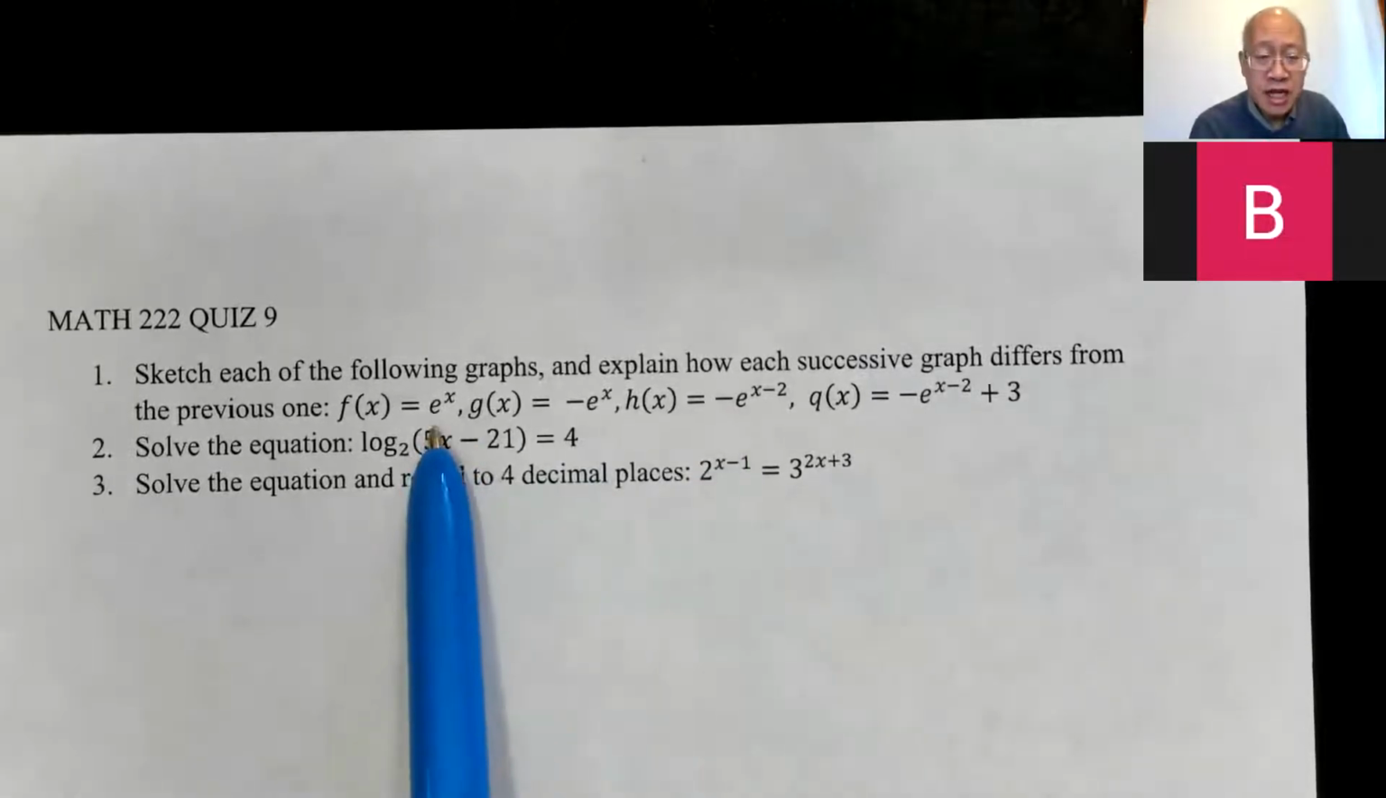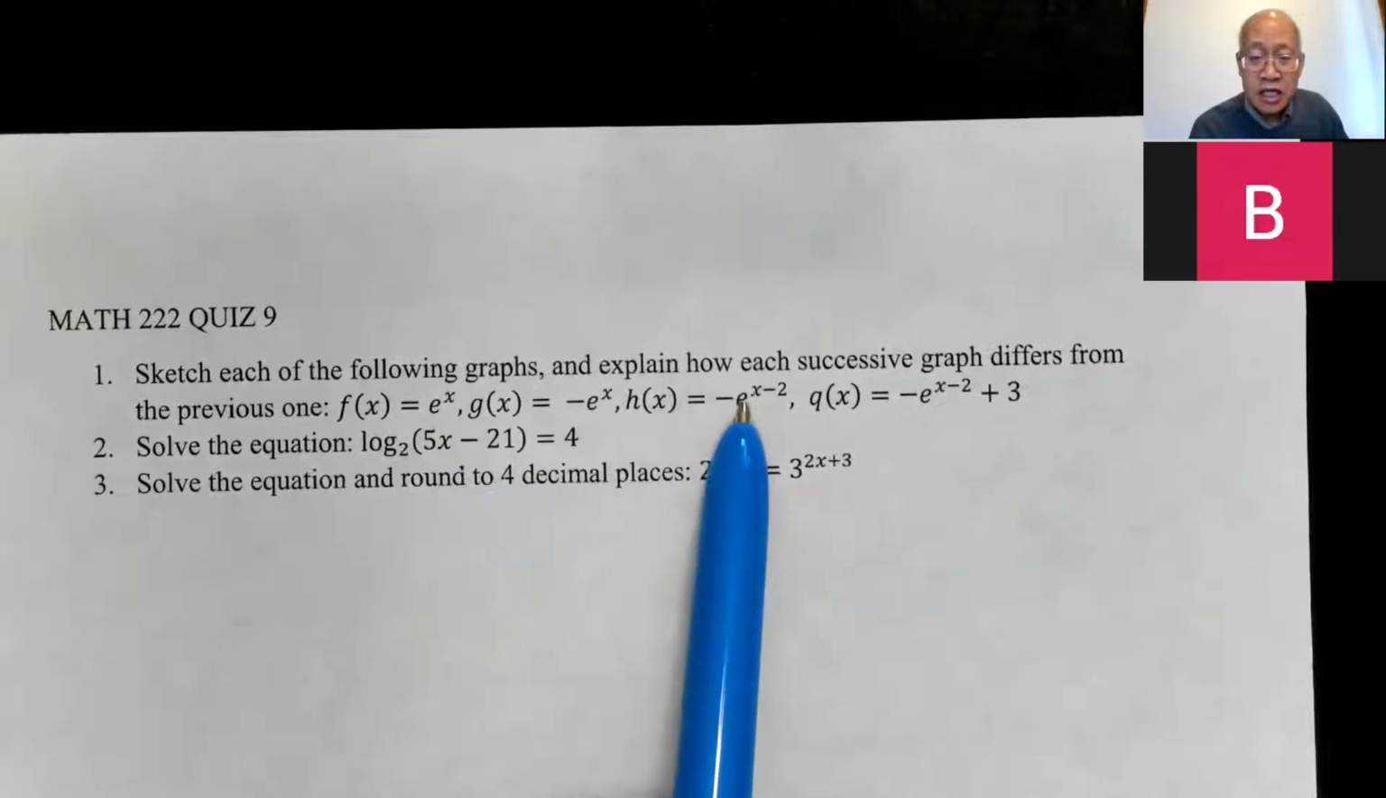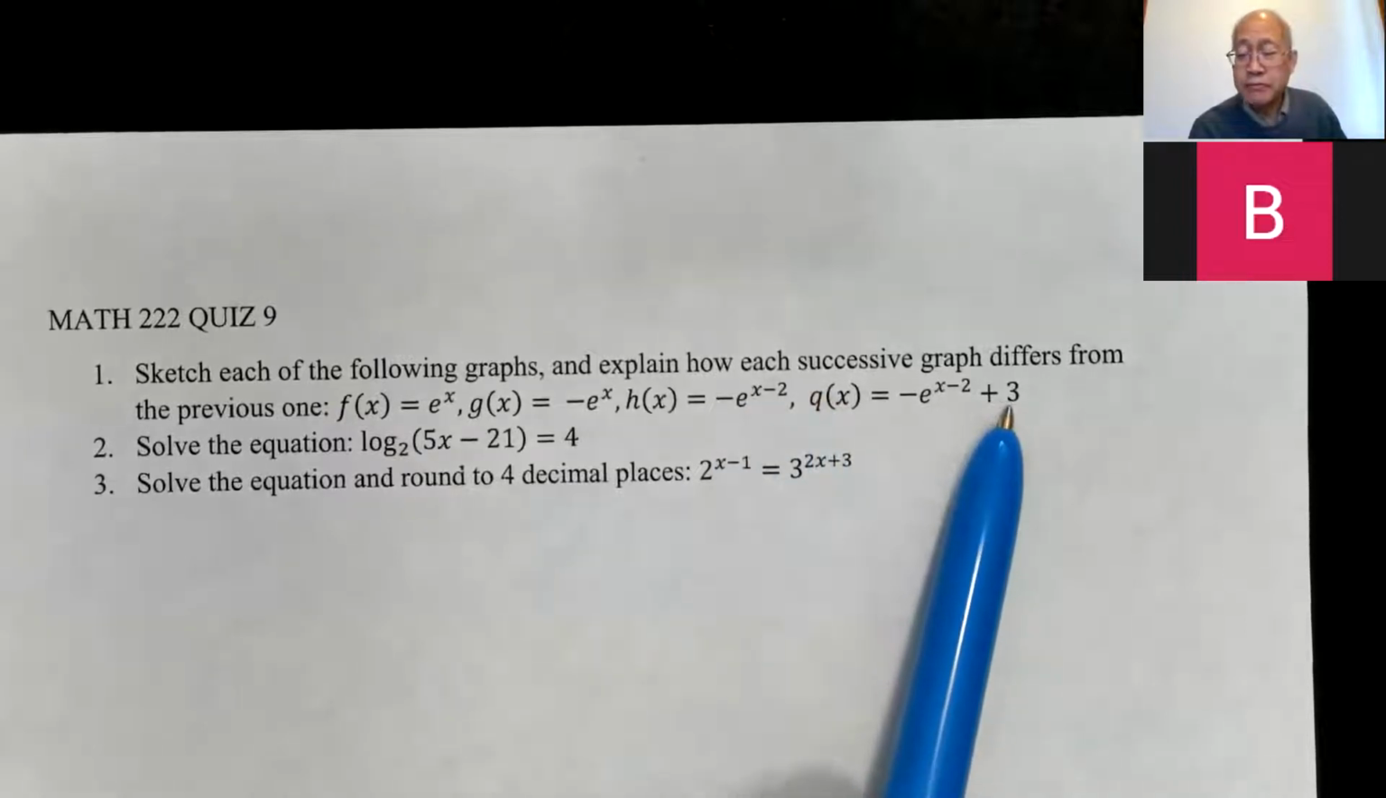So you start off with a basic e to the x. Then it looks like you multiply by negative 1. So what does that do, right? And then x gets changed to x minus 2. There's a specific rule for that. And then this whole mess plus 3. So you should know what happens to that.